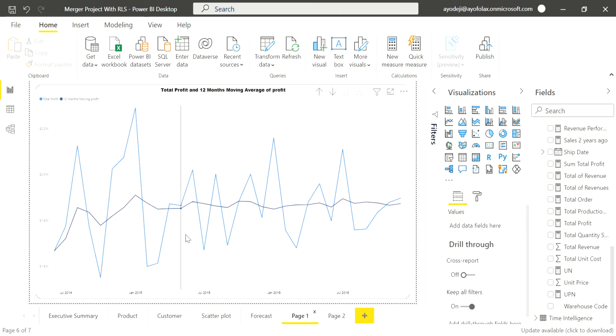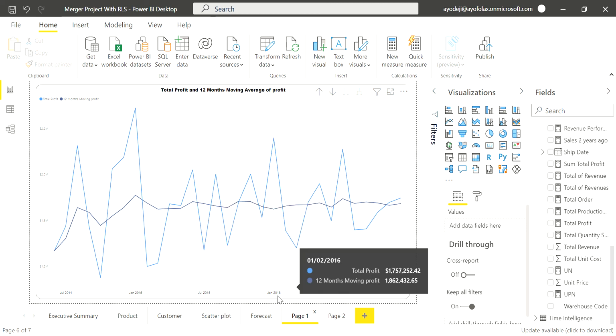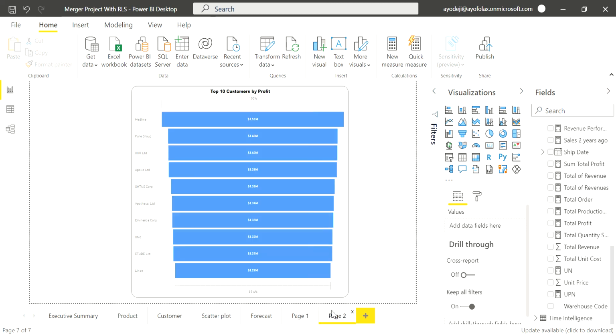This is also the moving average of the profit, and then these are the top 10 customers by profit.